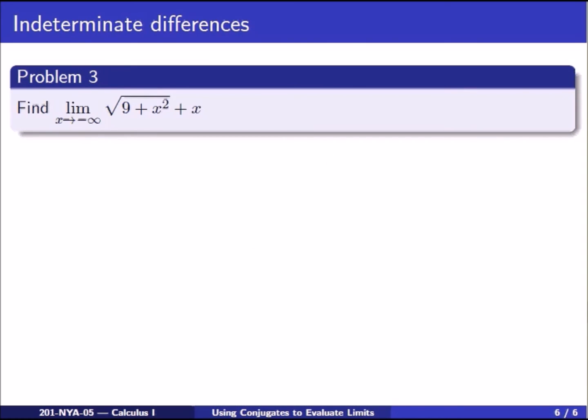In our last example, we have the limit of root of 9 plus x squared plus x as x approaches minus infinity. So if you think of what this expression might look like if x would be a large negative number, you can see that the first term, if I look at the expression inside the radical, it's 9 plus x squared. So that means that if I take a large negative number and square it and add 9 to it, I'm going to get a large positive number. If I take the square root of that, it's still a large positive number. And x is just a large negative number. So overall, I have a limit of the form infinity minus infinity, which we call an indeterminate difference.